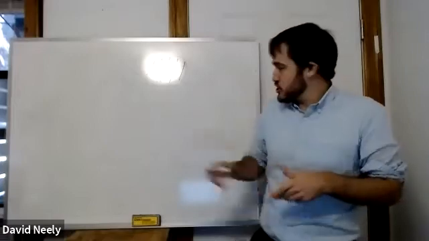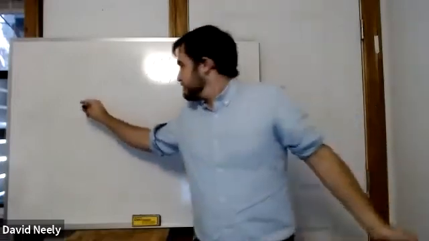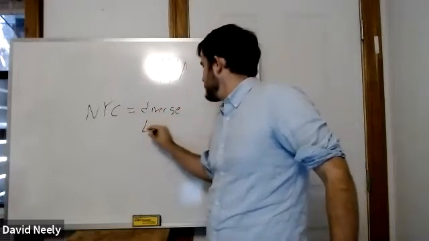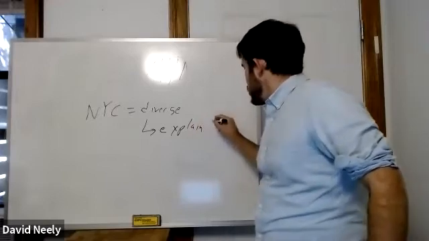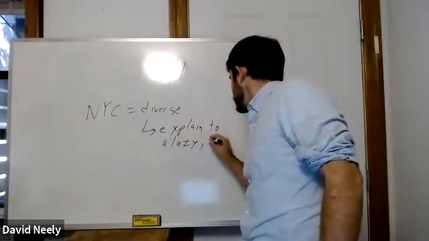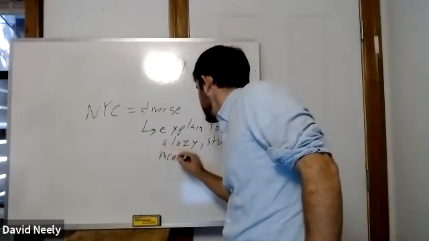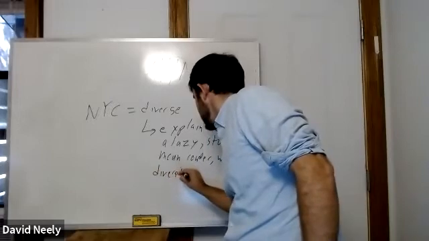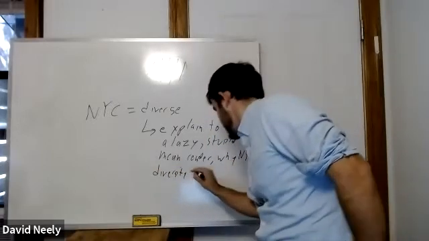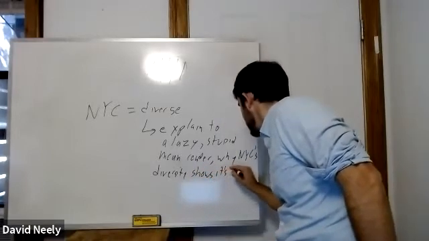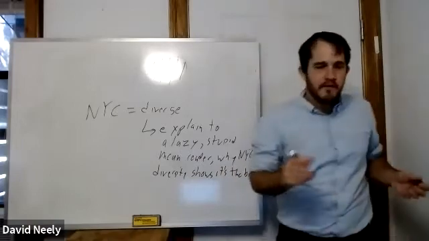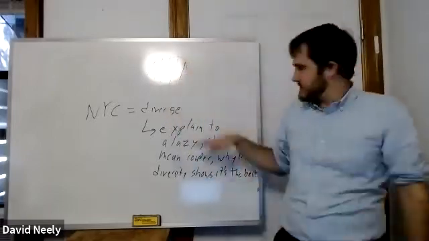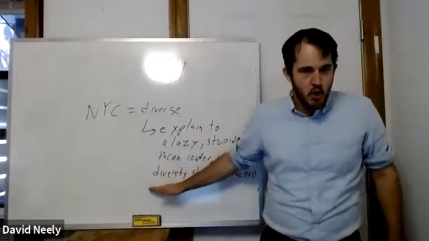So what you have to do to turn those body paragraphs into success is, NYC equals diverse. The goal of this body paragraph is to explain to a lazy, stupid, mean reader why New York City's diversity shows it's the best. So the goal of the body paragraph is now to explain in a single, cohesive, clear sequence of sentences why the thing you have said is a reason really is a reason.